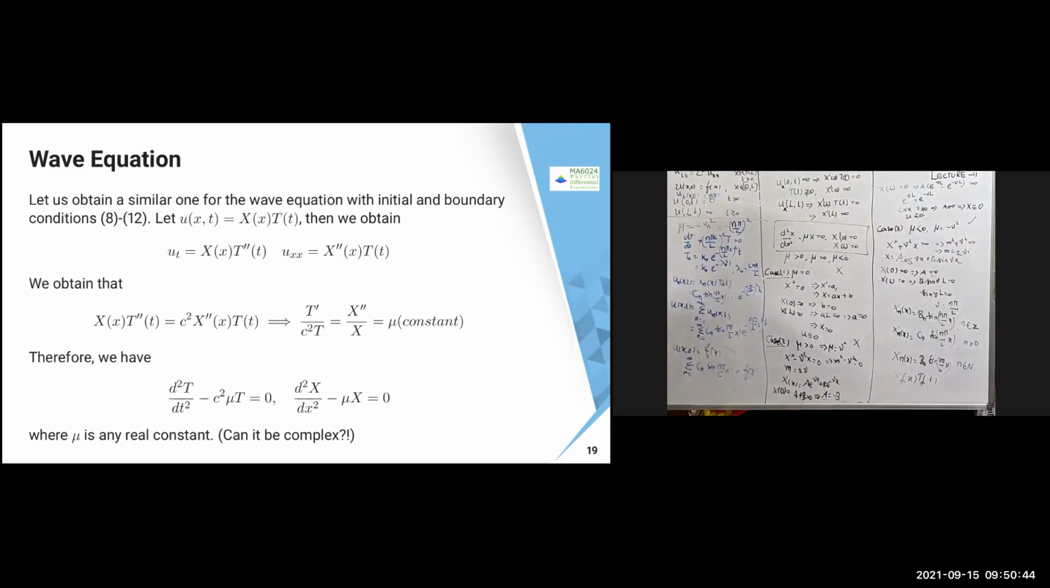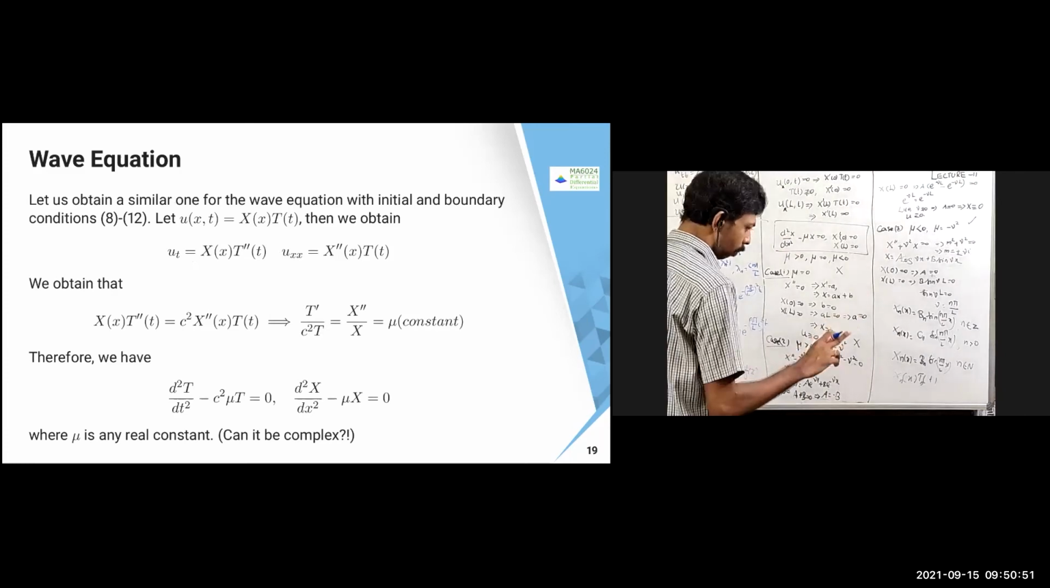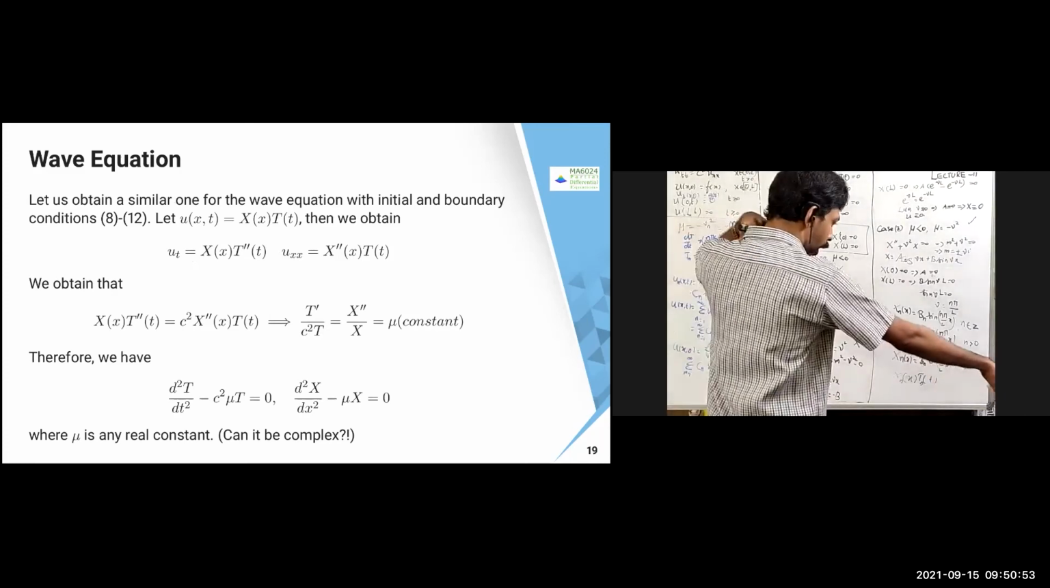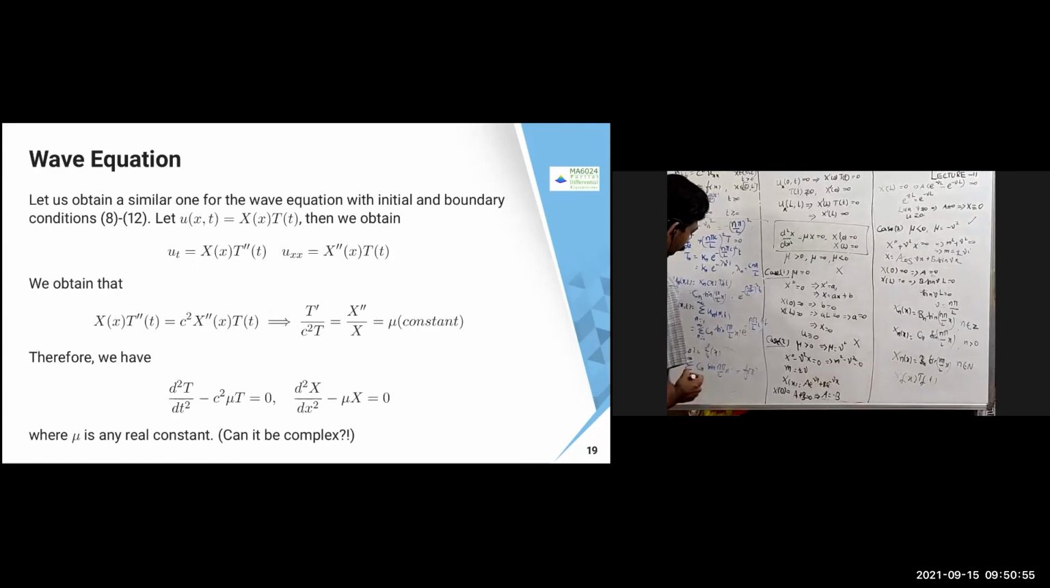So in this case, this is T double dash actually, not T dash. Okay, so in this case, I will get two equations. One is T double dot divided by T equal to, minus plus only, X double dash divided by X equal to some constant. Let us put mu. Same thing is going to come.